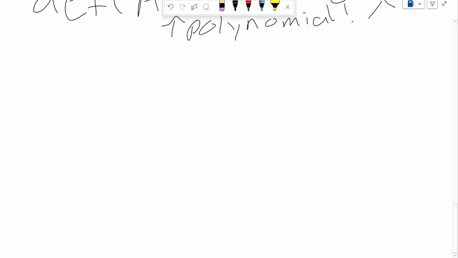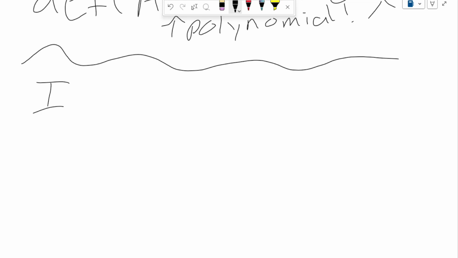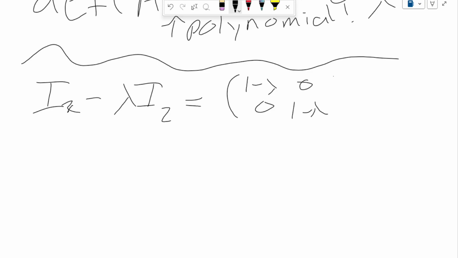So let's do an example really quick. Before I talk anything more, because I'm going to get too excited, I want to do a really quick example. I want to prove to you that the identity matrix has 2 eigenvalues that are both equal to 1. So what we're going to do is form the eigenvalue matrix: I2 minus lambda I2. Well, this is just 1 minus lambda, 0, 0, 1 minus lambda.